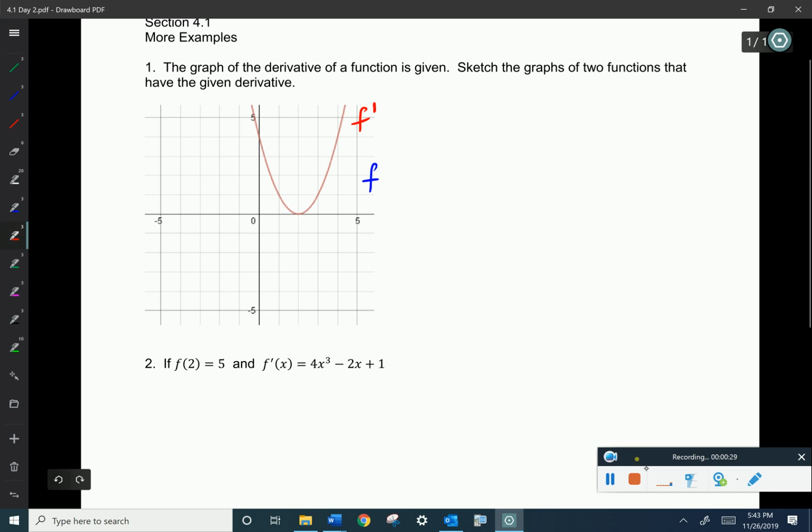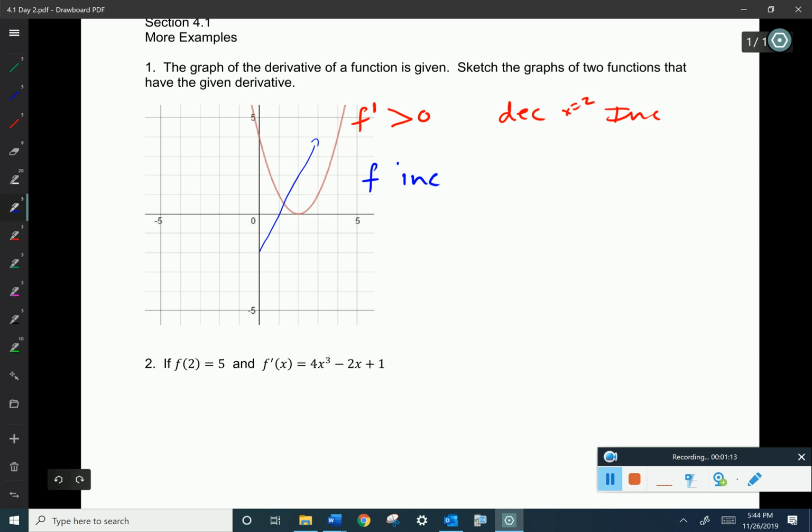Okay, so I can tell that this derivative graph is always positive, right? Because it's always above the x-axis. So if the derivative is positive, that means that the original function is going to always be increasing. Okay, so I know I'm going to draw a graph that's always increasing. But the other thing to keep in mind is the derivative graph went from decreasing to increasing, right? And it changed right there at x equals 2.